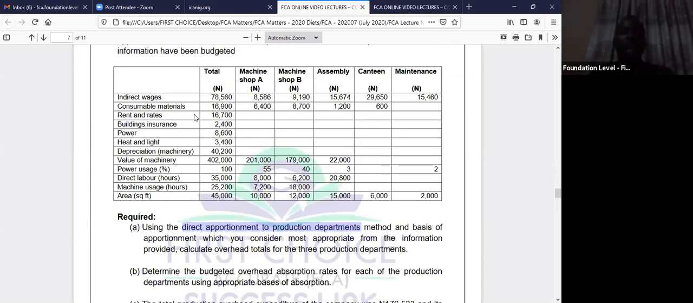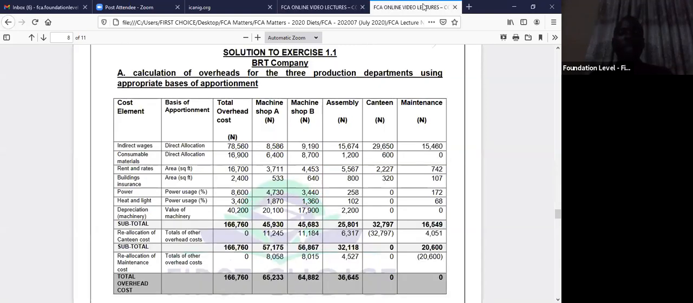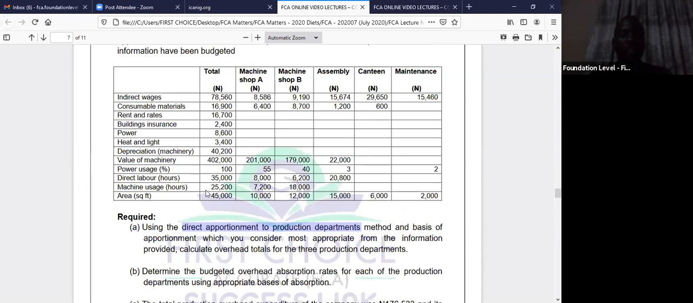The third one here is rent and rates. And so we say our rent and rates is area square feet. So we go back to area square feet. This is area square feet. So what do we do? All right. If you have your calculator with you there, join me in doing this. You want to allocate machine A.